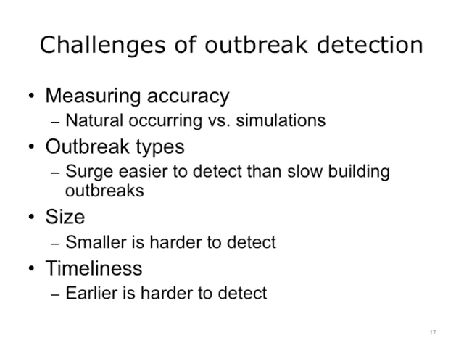The type, size, and timeliness of an outbreak affect how easy it is to detect. As you might expect, surge outbreaks, when many people present with symptoms all at once, are easier to detect than slower building outbreaks. Smaller outbreaks are of course harder to detect than larger outbreaks. For most outbreaks, especially those that are spread by human-to-human infection, it is more difficult to detect the outbreak earlier, since fewer people are infected than later in the outbreak.